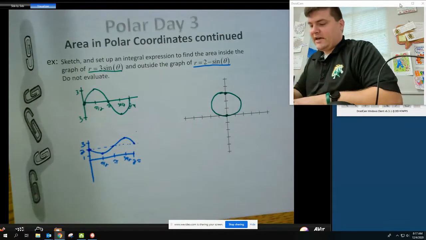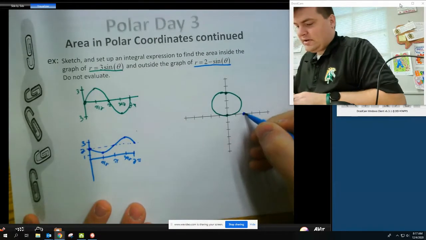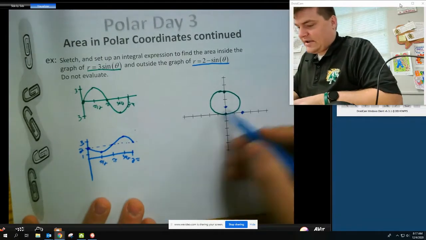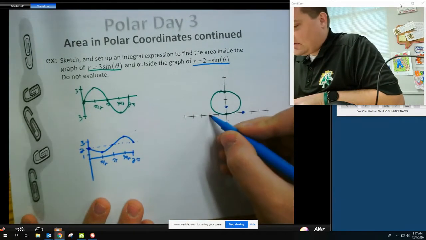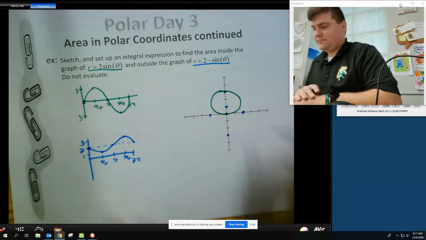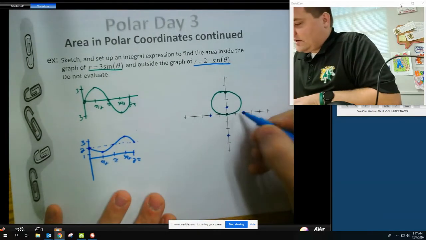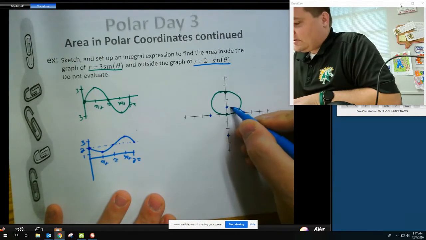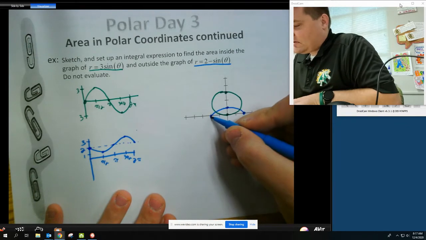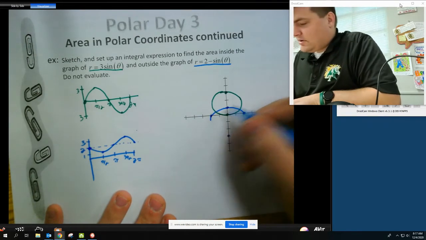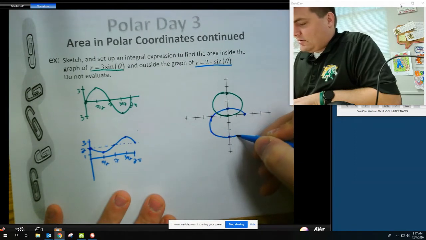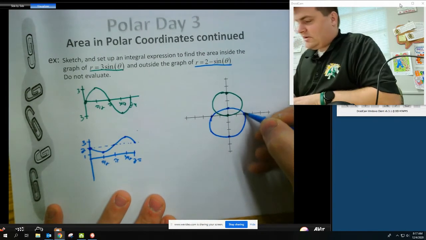All right, so at 0, I'm at 2. At pi over 2, I'm at 1. At pi, I'm at 2 again. And at 3 pi over 2, I'm at 3. So this is going to look something like this. Kind of, sort of like a circle here. And there we go. Well, that's good enough.